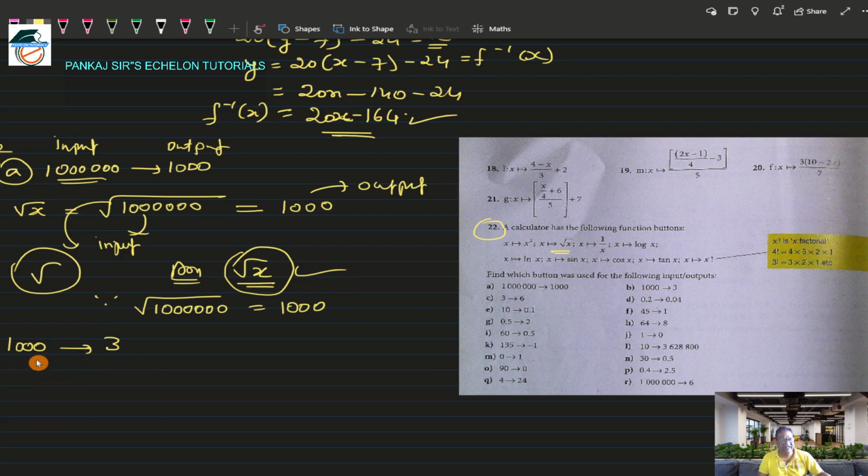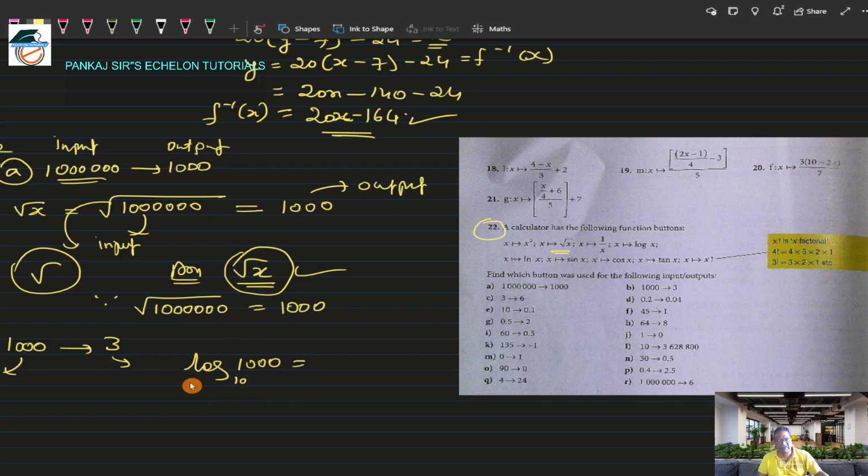Now here again the input is 1000 and the output is 3. Now think of a function in which if the input is 1000, your output will be 3. Okay. So for this, what strikes my mind is log of 1000 to the base 10.